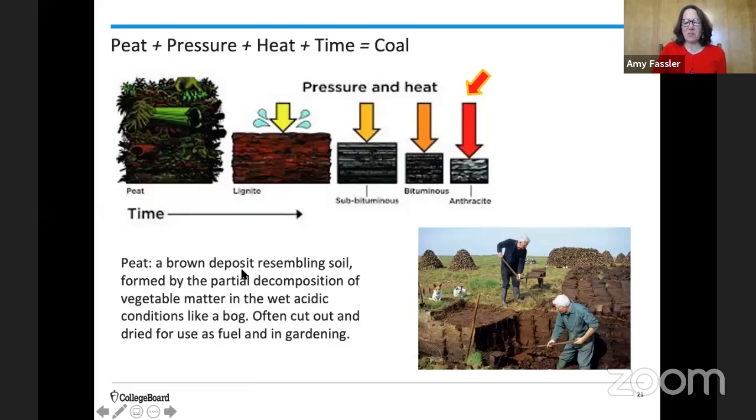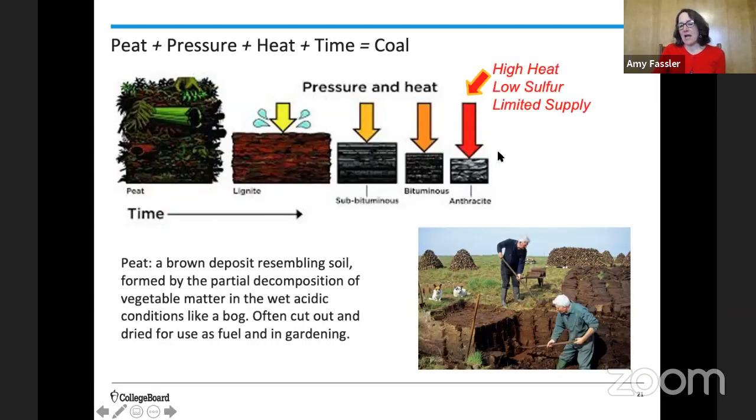It's this deep brown kind of soil deposit that's partially decomposed vegetable matter, and it forms in wet, often very acidic environments, conditions like we would see on a bog. I think these are a couple of guys with their little dogs watching them here in Ireland, and they're digging out that peat. That peat will then be taken back and burned, could be in an open fire or in more of an enclosed vented fire. We often dry that peat and sell it in a gardening center like peat moss.